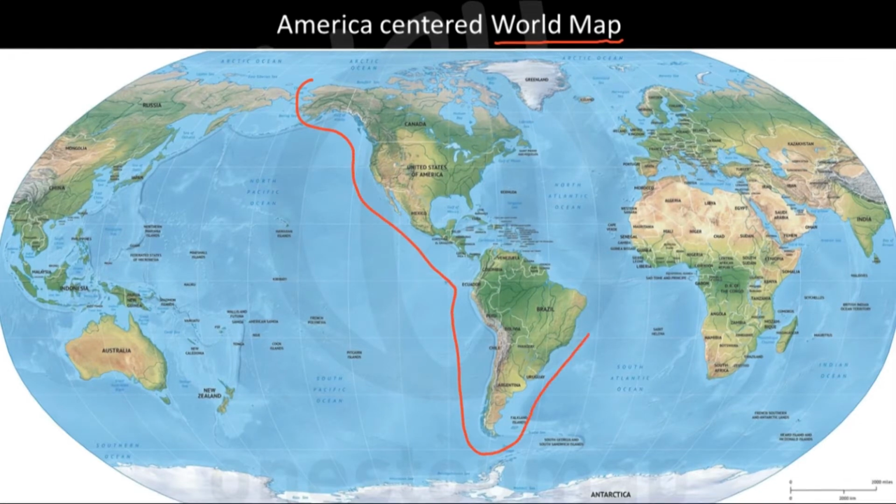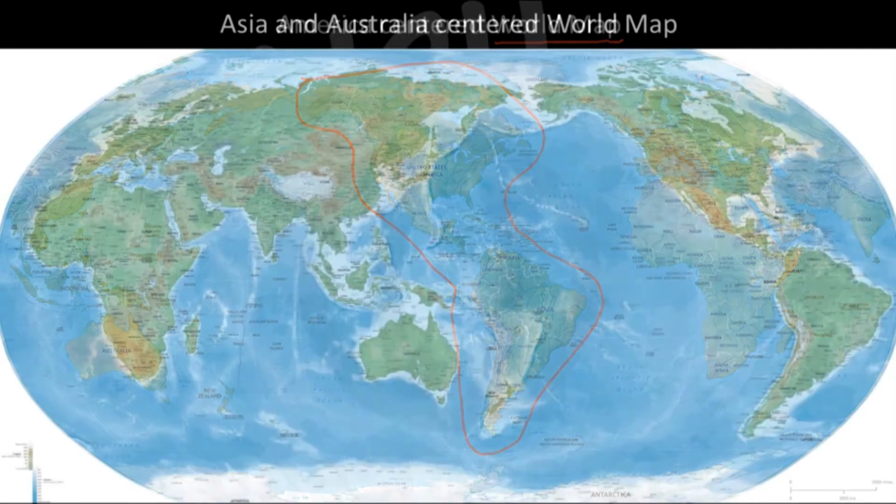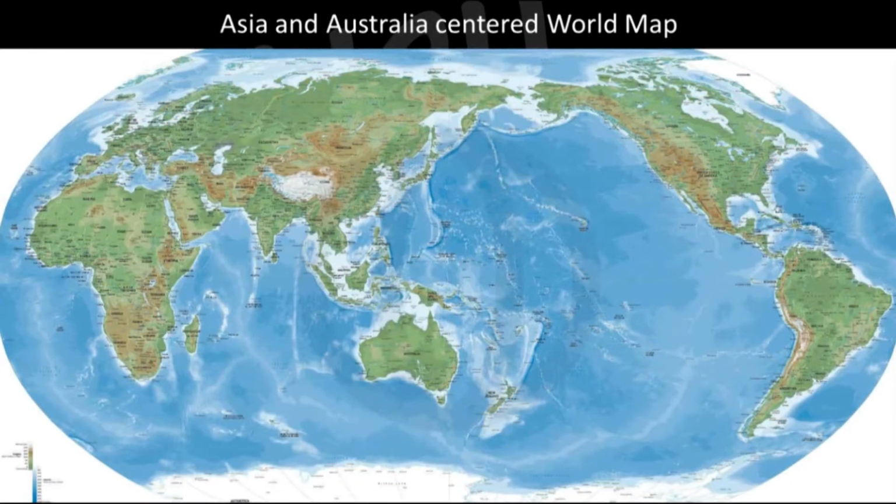See, it's way different from the maps we are used to seeing at school. Here is another kind of world map centered on Asia and Australia. So you've got Asia here and Australia here. You can also find this continent sometimes called Australasia. Australasia. Here we are. Australasia is all this continent together here.